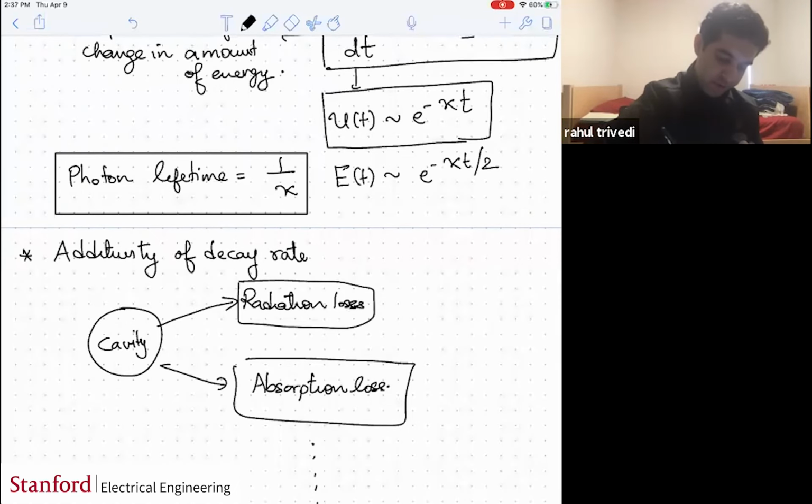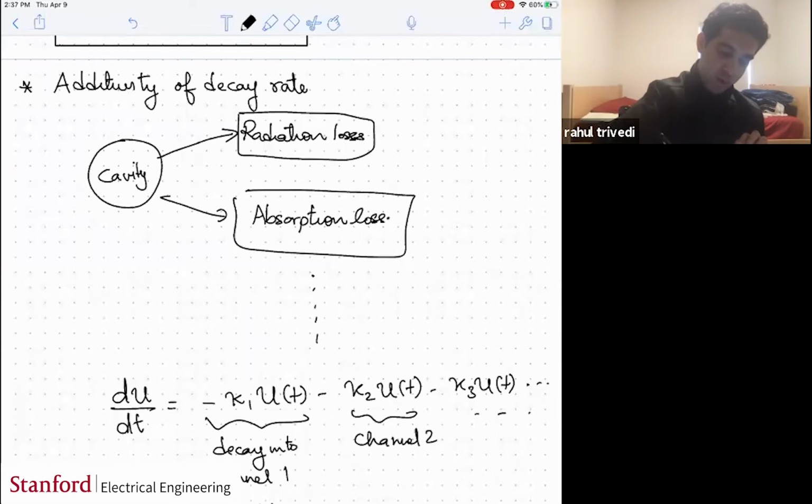If you're looking at the derivative of the amount of energy, then each of these loss channels gives you a power that is proportional to the energy U, but with different proportionality constants. So you can define these decay rates into different modes, into channel 1, channel 2, and so on. You can then collect all of this into one decay rate, and this decay rate is simply a sum of all of these individual decay rates. So your decay rates in any physical system are going to add up when you have multiple loss channels. This is obviously a very simple idea.